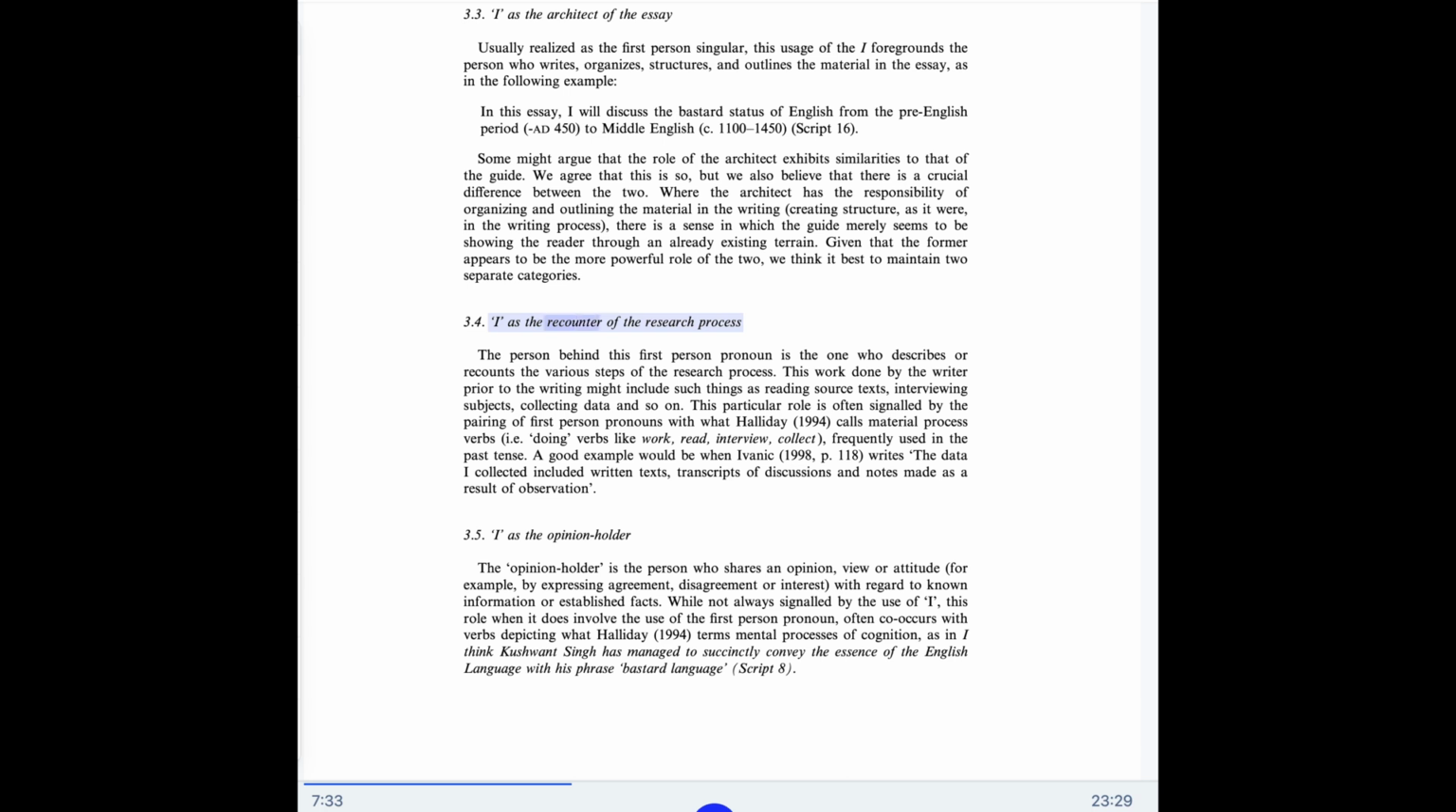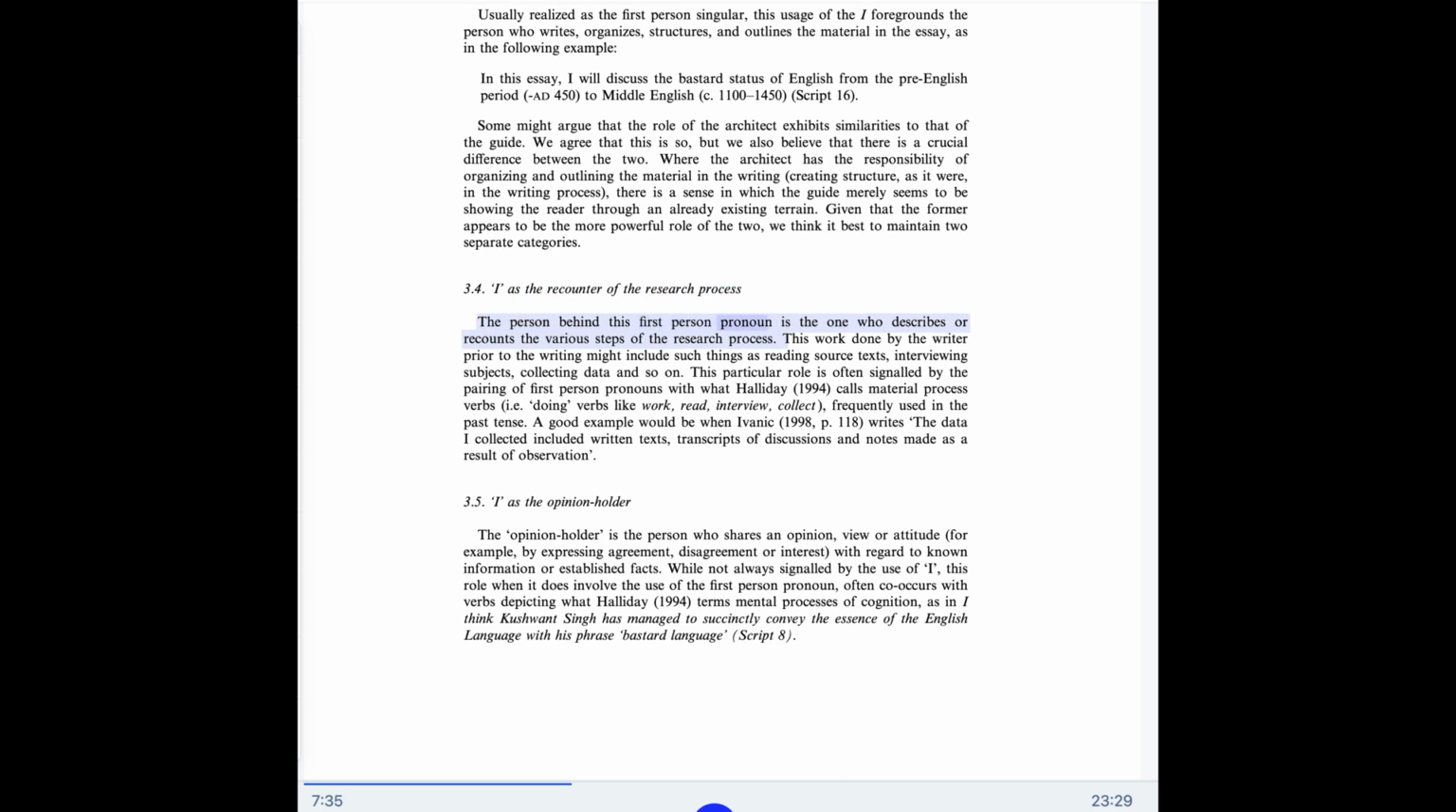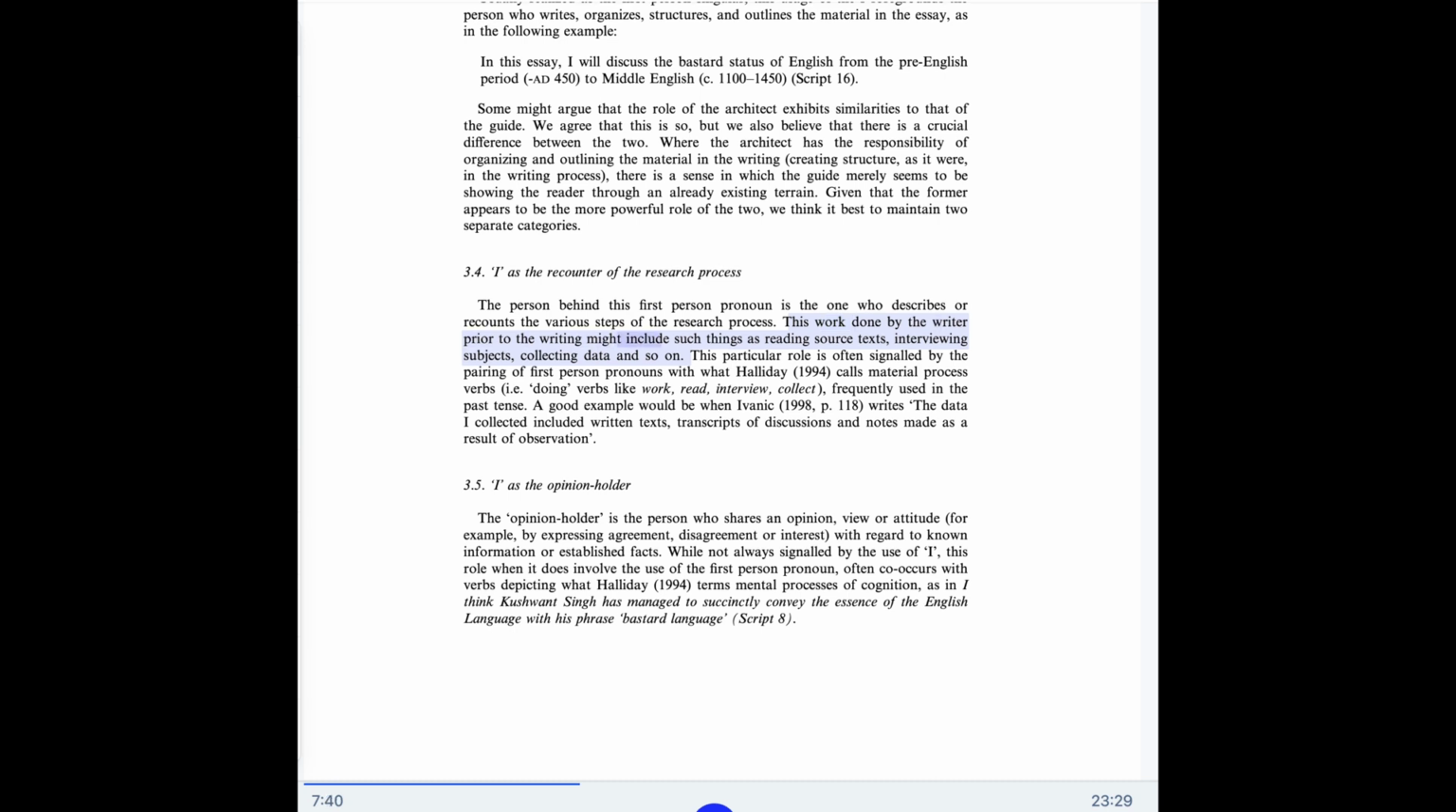3.4. I is the recounter of the research process. The person behind this first person pronoun is the one who describes or recounts the various steps of the research process. This work done by the writer prior to the writing might include such things as reading source texts, interviewing subjects, collecting data, and so on.